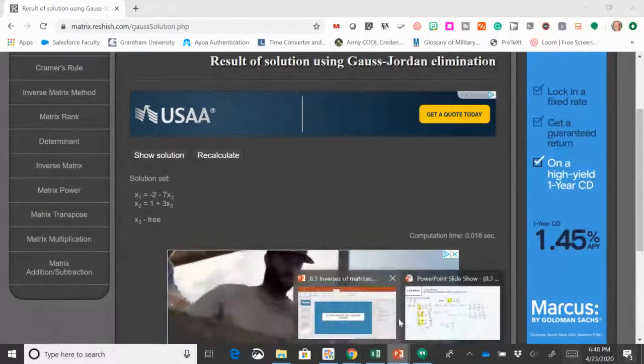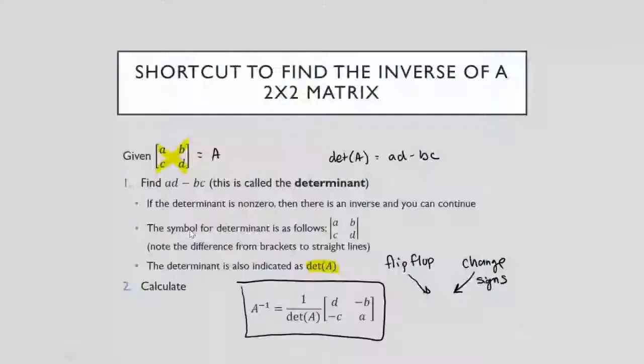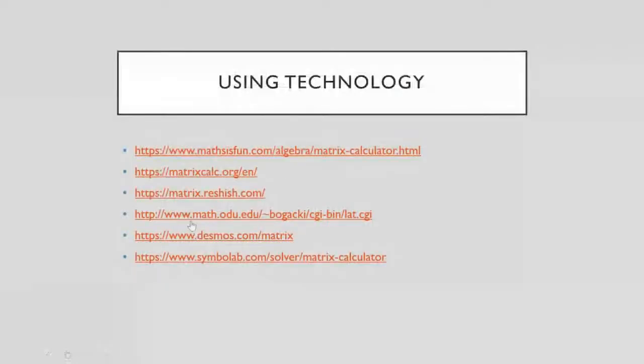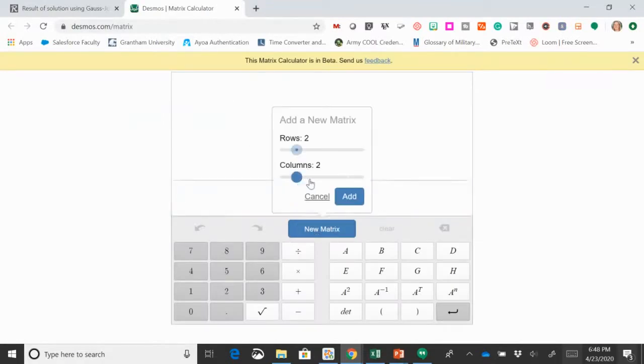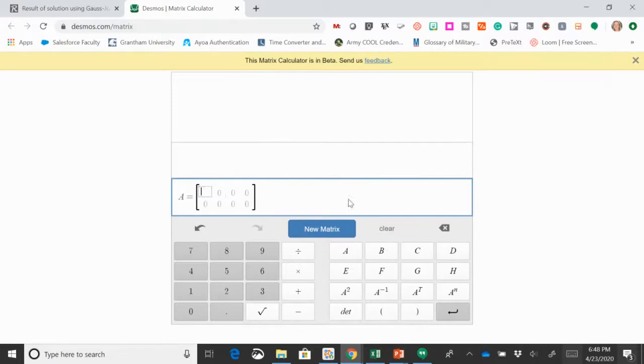All right, let's try, usually, let's see what the Desmos one will give us. This is why there's multiple choices here. Okay, two rows. We have 4 columns. Okay, let's try this here. See what it gives us.